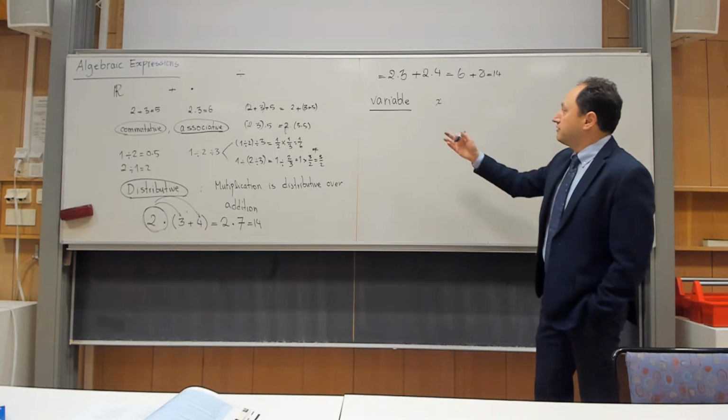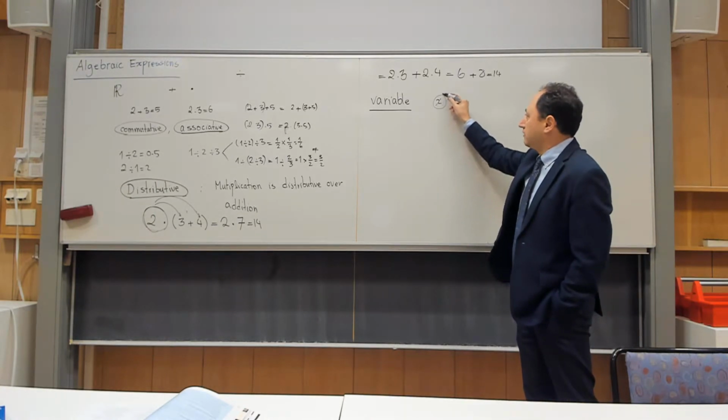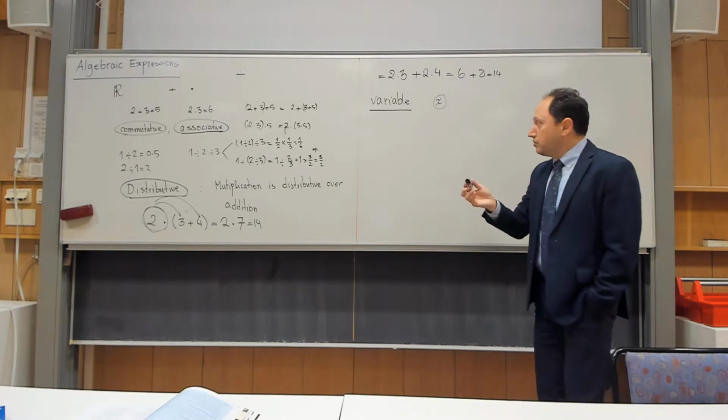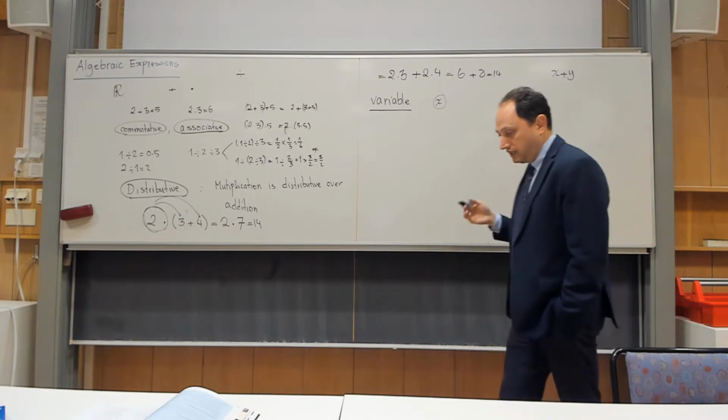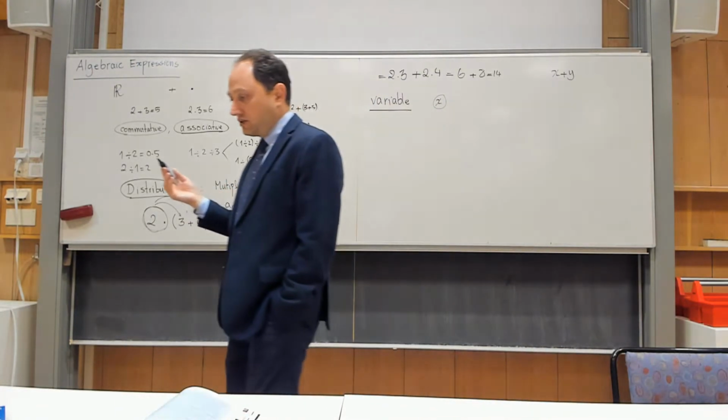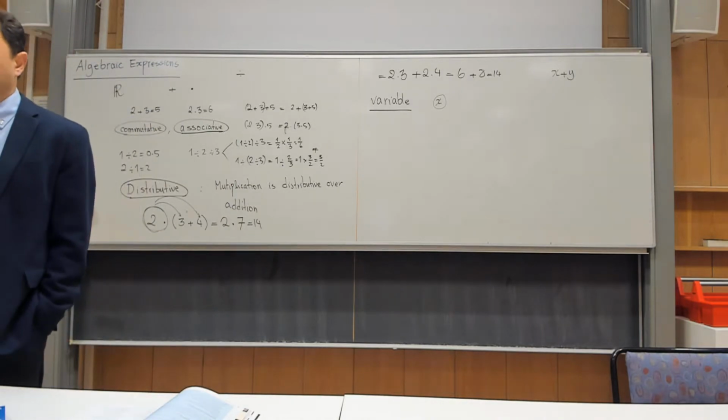So here, what do I mean by a variable? You might have seen this in your previous studies. We have an expression of x plus y, but you might say this is not very strange, but in principle it should be strange, yes?